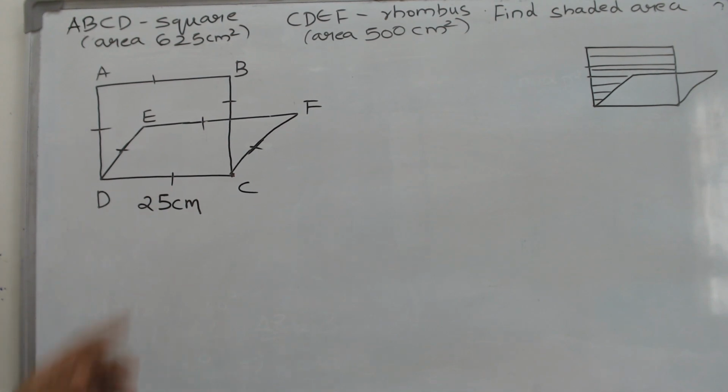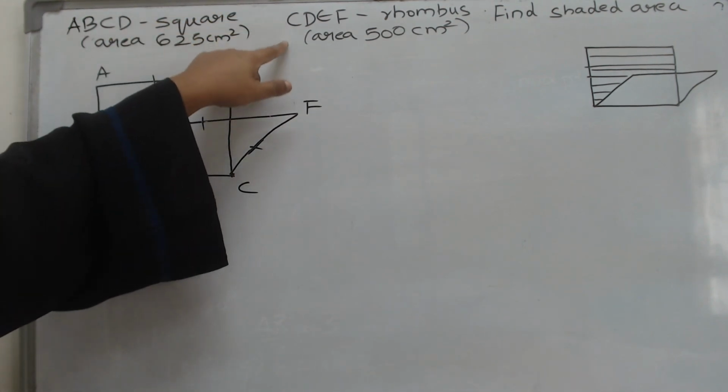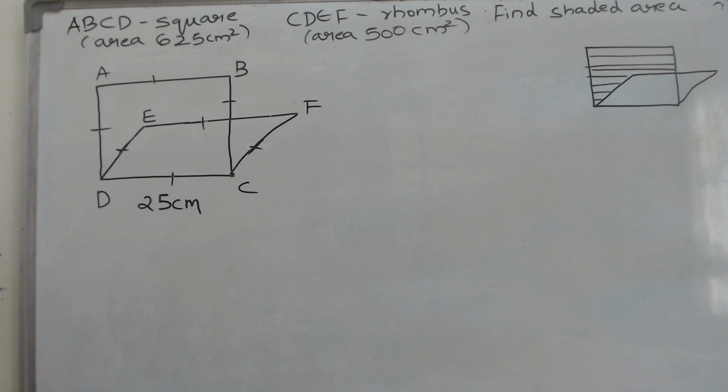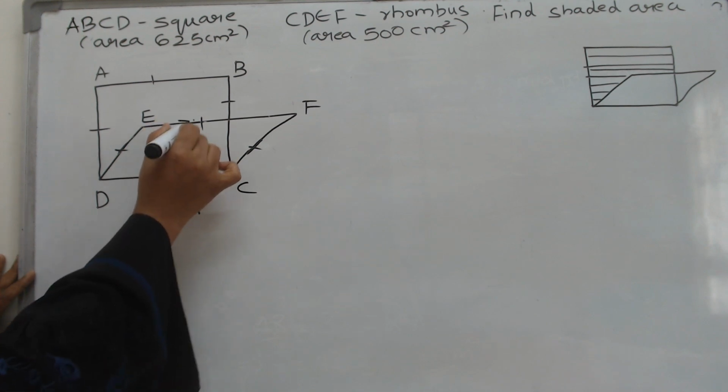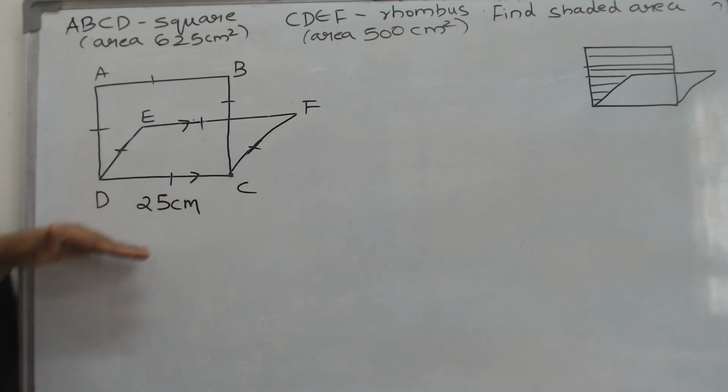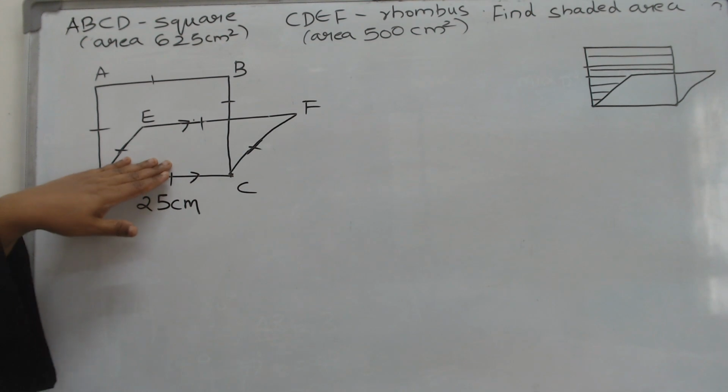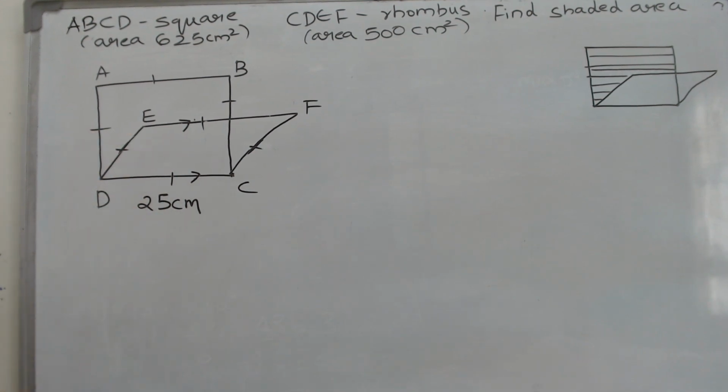Now, what else is similar between a square and a rhombus? Both of them are parallelograms. Square, rectangle, rhombus, all of them are parallelograms, which means what? Their opposite sides are parallel and opposite sides are equal. For both square and rhombus, their opposite sides are parallel. Now, this is what is similar.